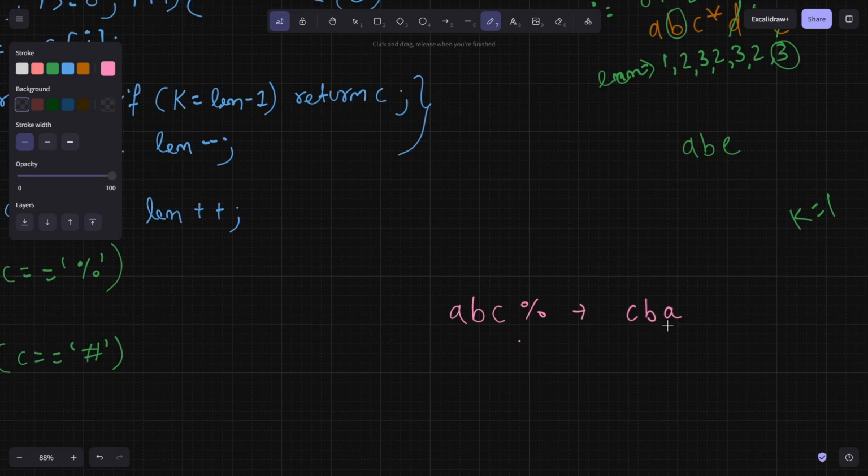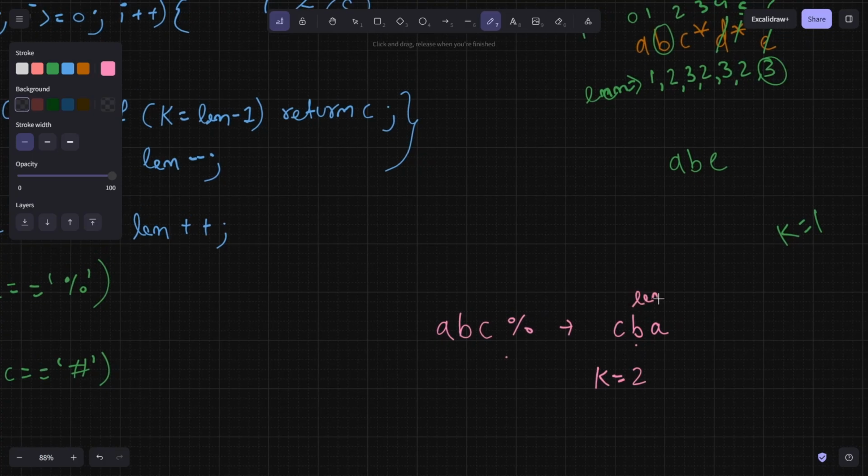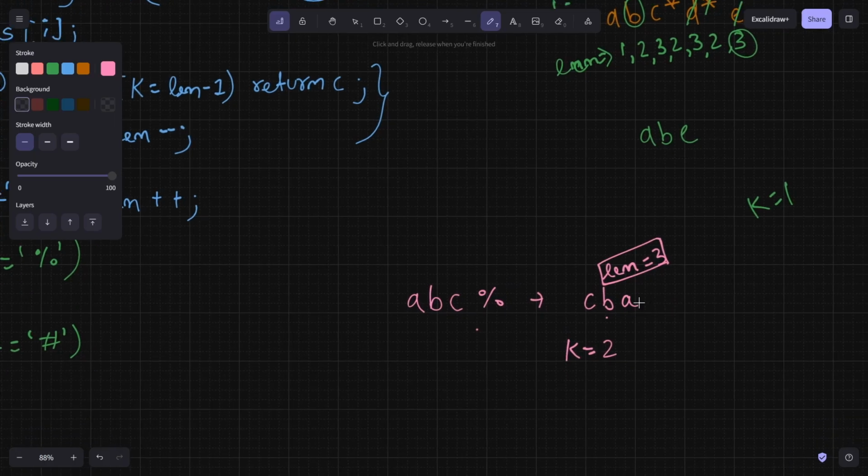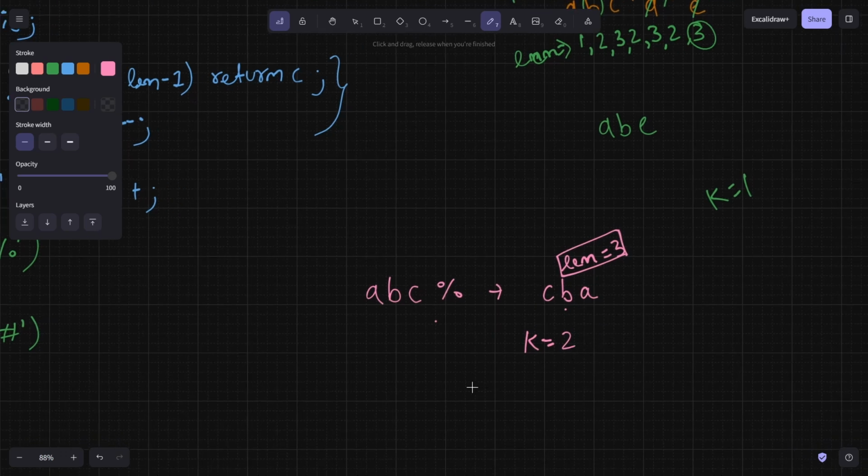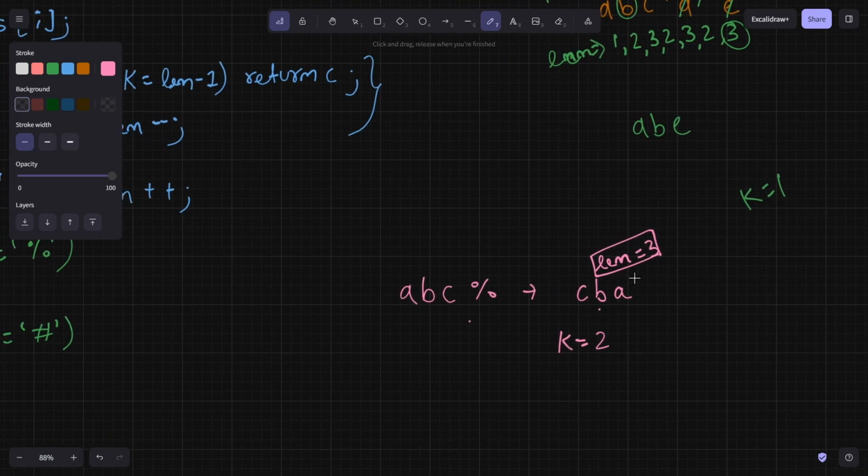So for example, we have to find the indices 0, 1, 2. We have to find k equal to 2. At modulo, for example, here length is 3, length equal to 3. So whenever we find a modulo, we are going to subtract the length minus k. Why we are doing this: here we got length equal to 3, and if we got a modulo, it's basically reversing the entire thing.